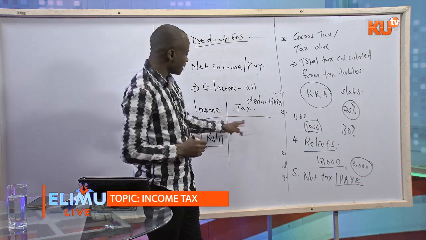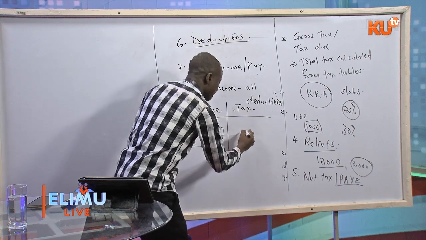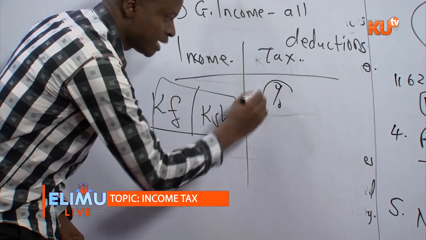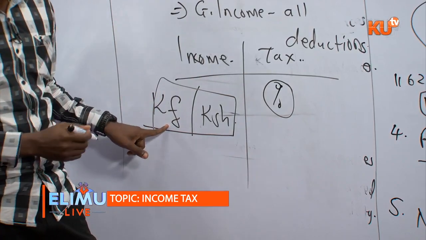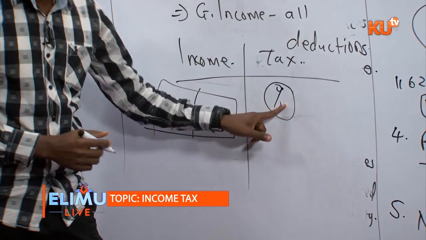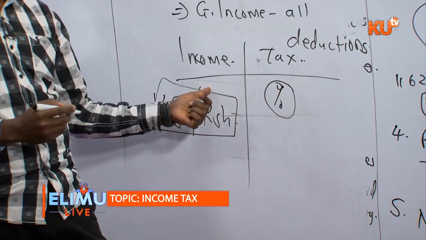Then on this other side, this tax can be given either as a percentage. The rate can be a percentage. If it is a percentage, it simply means this. If the income is in pounds and the rate is in a percentage, it means the tax we get is in the same units as the income.